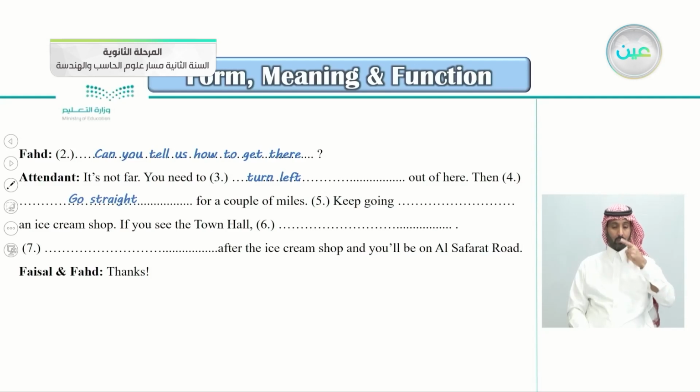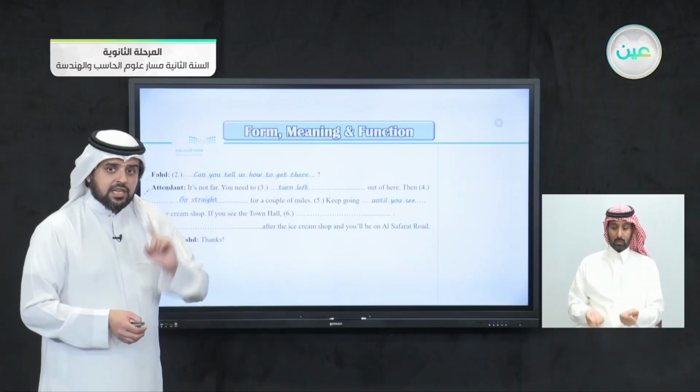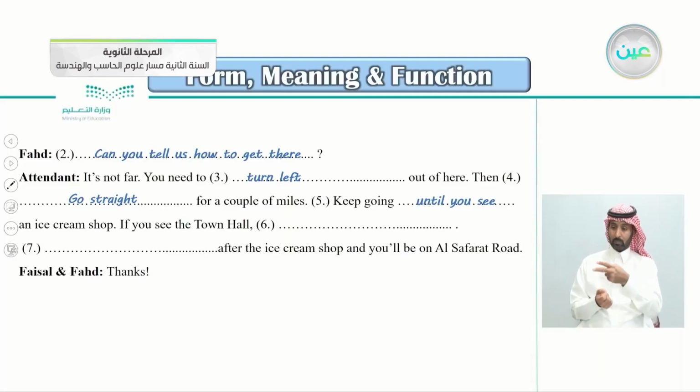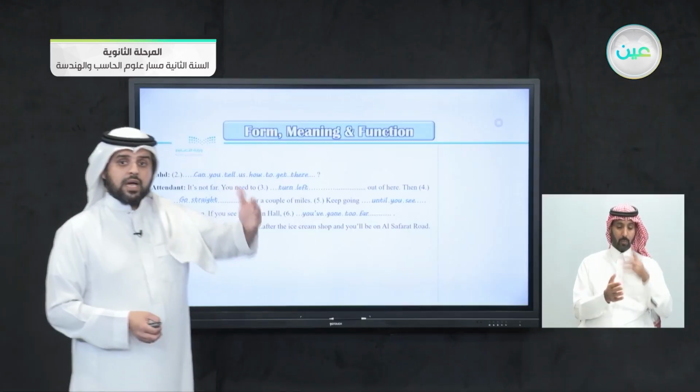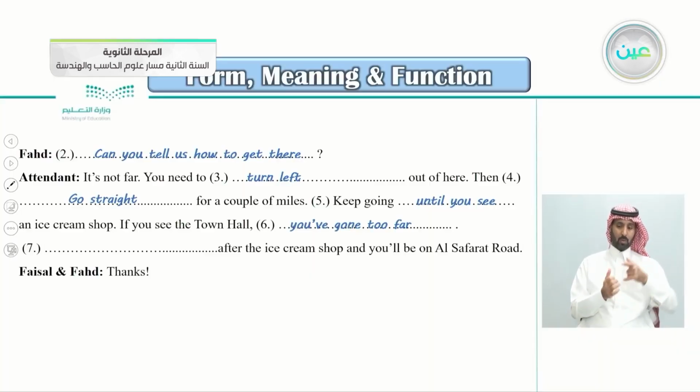Keep going until you see an ice cream shop. Number five, an ice cream shop. So number five is, yes, keep going straight until you see an ice cream shop. If you see the town hall, number six is what? You've gone too far. If you see the town hall, you've gone too far. You have to, of course, get back.